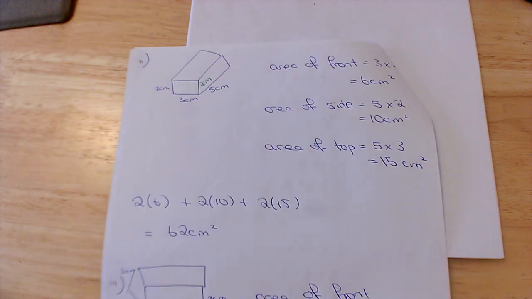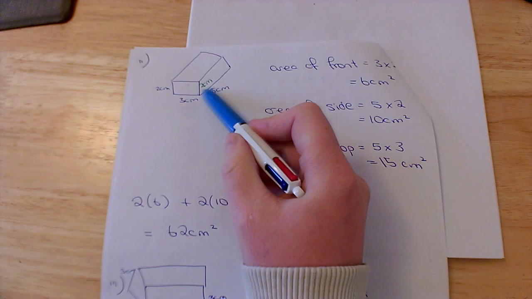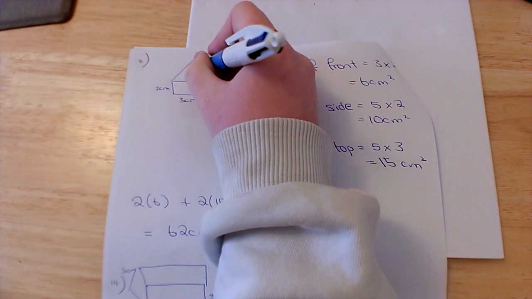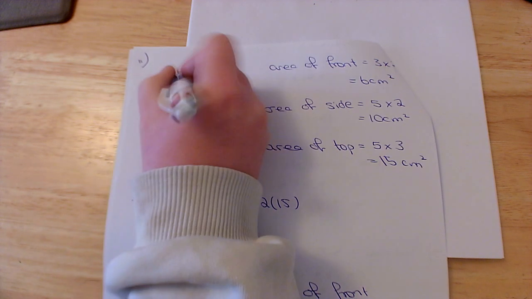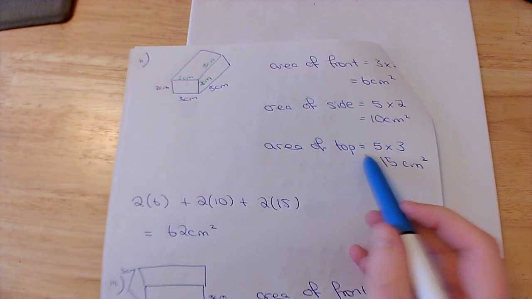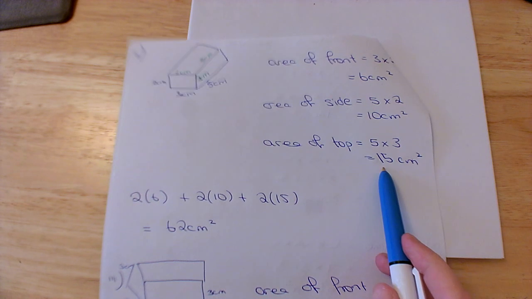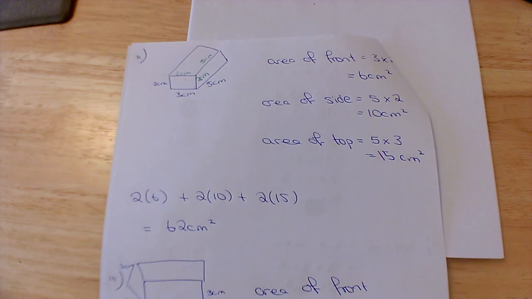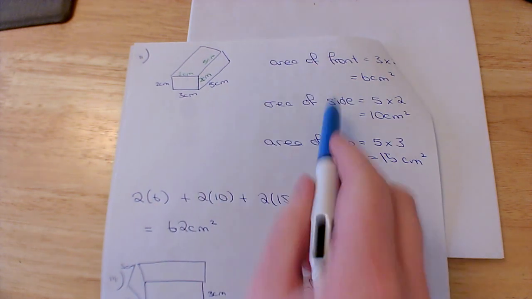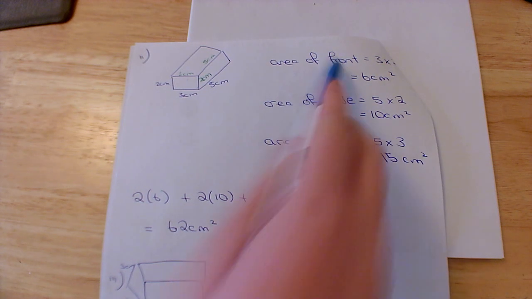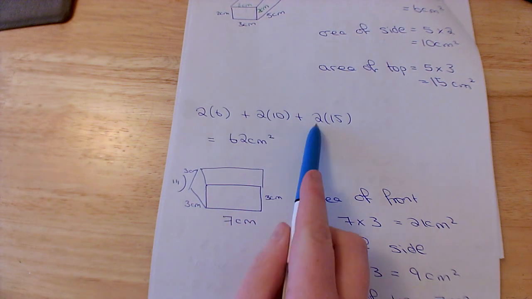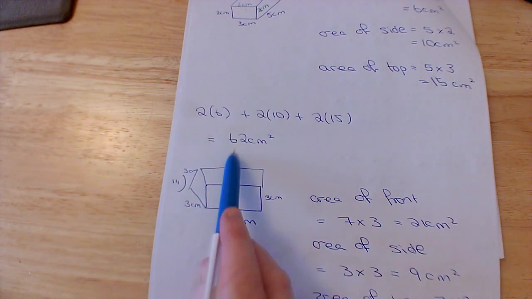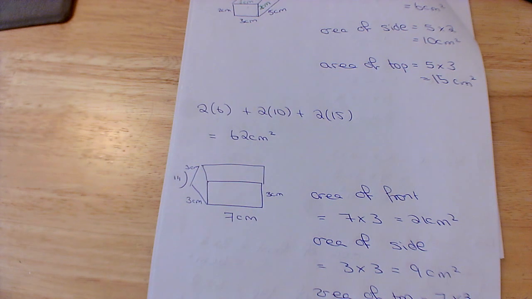Then I need to get the area of my top. Okay, right, so if this here is 5, that means that up here also has to be 5. So I say that's 5 centimeters, and then if this here is 3, that means that here has to be 3 centimeters. So it's going to be 5 multiplied by 3, which gives me 15 centimeters squared. Right, I've only got the area of the front, the side and the top, but I need to get the area of the back, the other side and the bottom. Okay, so it's going to be 2 multiplied by 6 plus 2 multiplied by 10 plus 2 multiplied by 15. And that's equal to 62 centimeters squared.